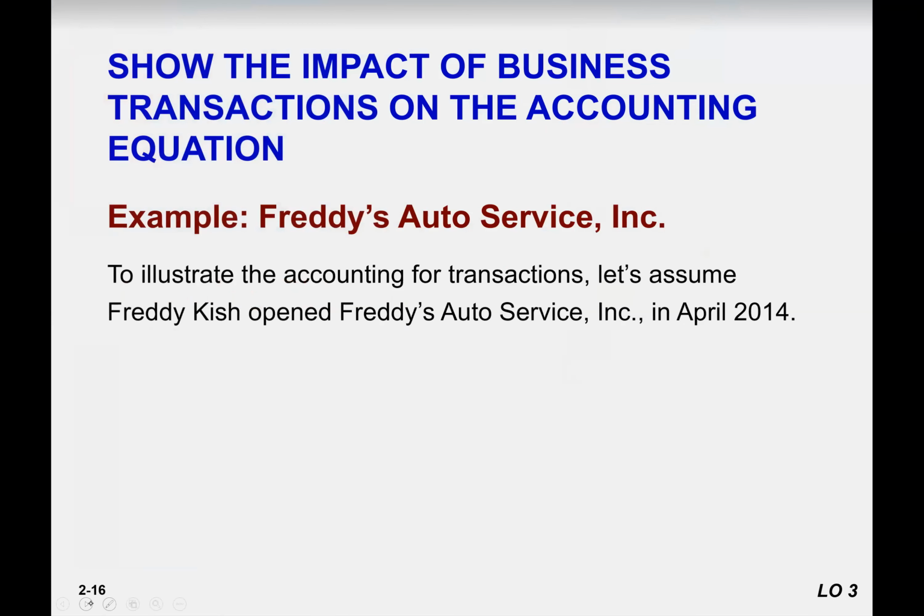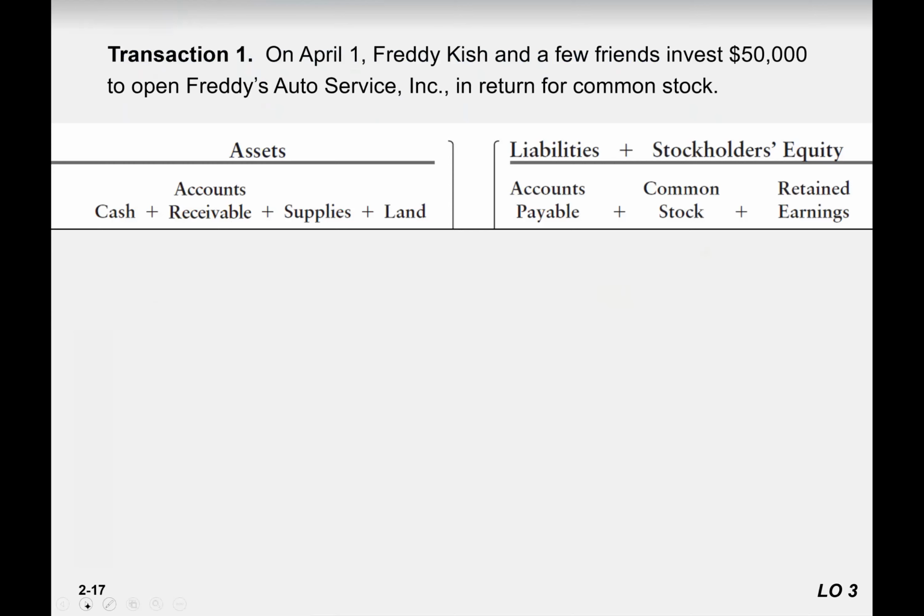First of all, we will be following the example of Freddy's Auto Service Incorporation. To illustrate the accounting for transactions, let's assume Freddy Kish opened Freddy's Auto Service Shop Incorporation in 2014. These are the accounts. So, our transaction 1. Kindly write it down, or you can take a picture. One or two transactions we will do together so that everybody is on the same page. Now the question is, why are we repeating our stuff right now?